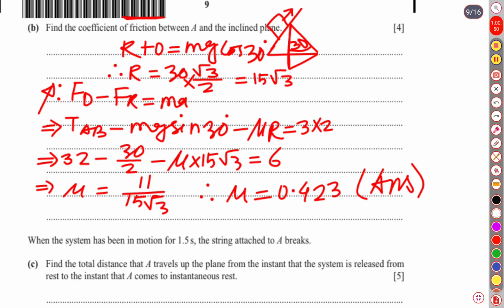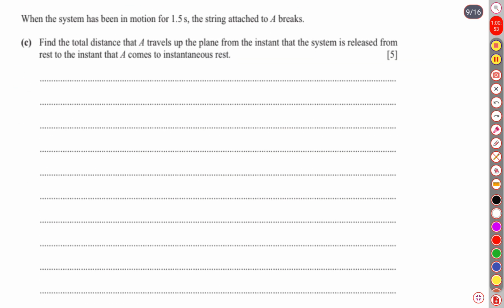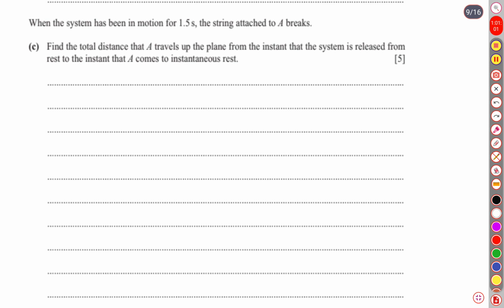Then the final question says, when the system has been in motion for 1.5 seconds, the string attached to A breaks. So this is the point. So first find the total distance that A travels up the plane from the instant that the system is released from rest to the instant that A comes to instantaneous rest. That means when the string breaks, it moves on to some extent, I mean particle A. So let's start the solution.